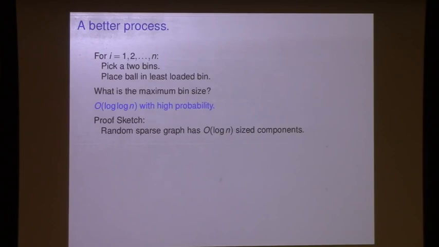Yeah, each ball chose 2 bins, right? So there's a natural graph here. Your vertices are the bins, and the edges are the balls, right? Each edge picks 2 bins, so those are its endpoints. And it's sparse, so the average degree is small. You can make it sparser by having more bins, so you can make that degree some small constant.